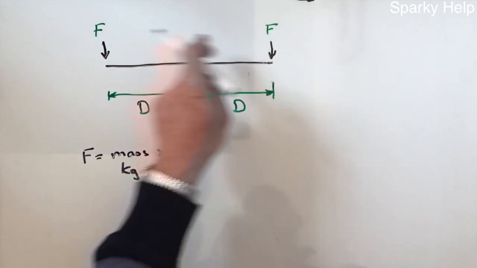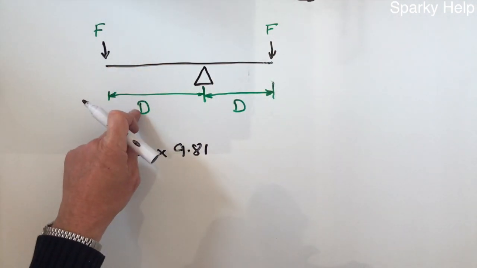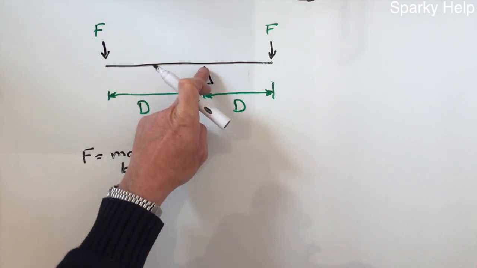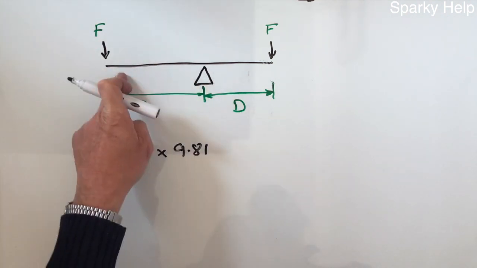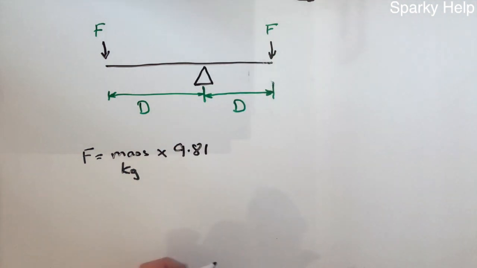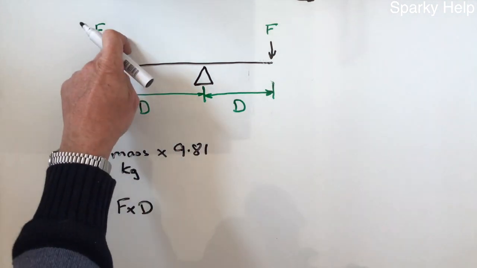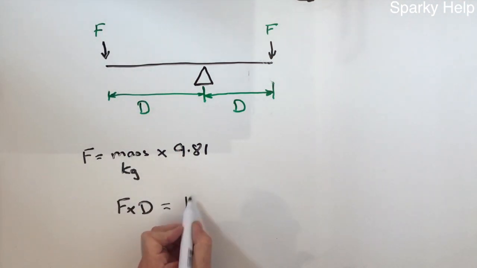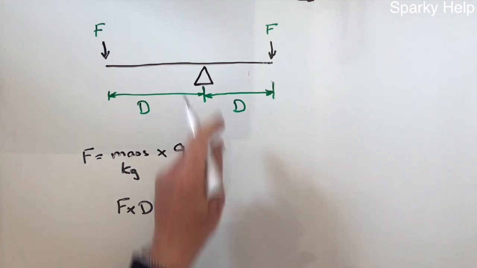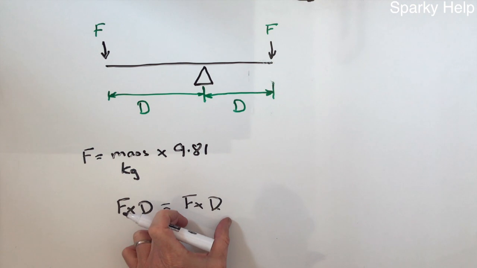Now this as a formula is basically saying that the distance and the force from the fulcrum, from the centre point, will equal the force and distance on this side. So force times distance on the left hand side is equal to force times distance on the right hand side. This is left hand side, this is right hand side.